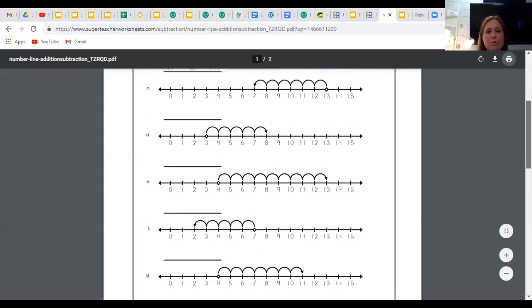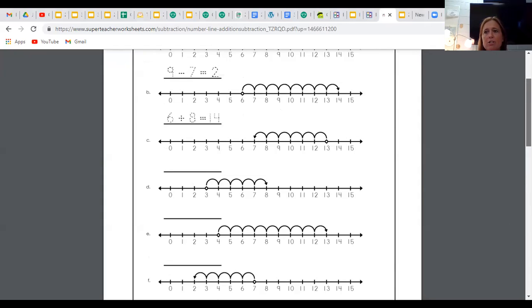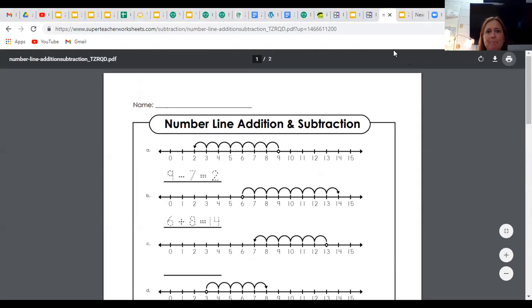I would like for you to do letters D, E, F, and G. Remember, if the arrow is moving to the left and the numbers are getting smaller, you're subtracting. If the arrow is moving to the right and the numbers are getting bigger, you're adding. Okay, this will be in Shobi. Make sure you complete it once you are done watching the video.